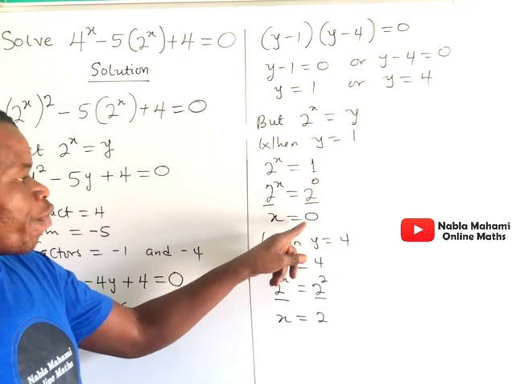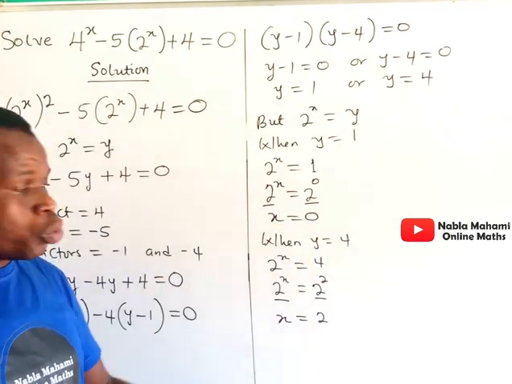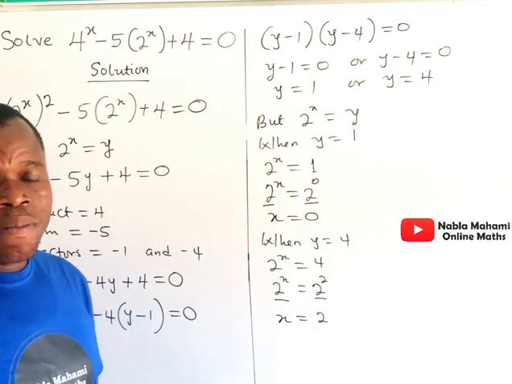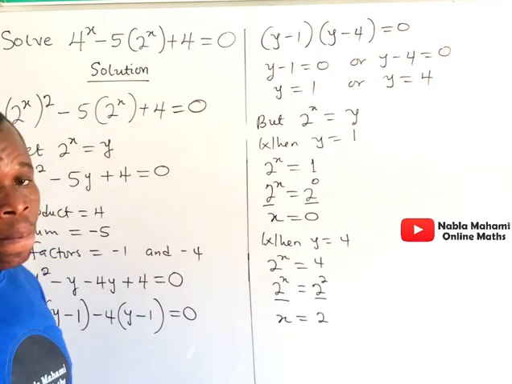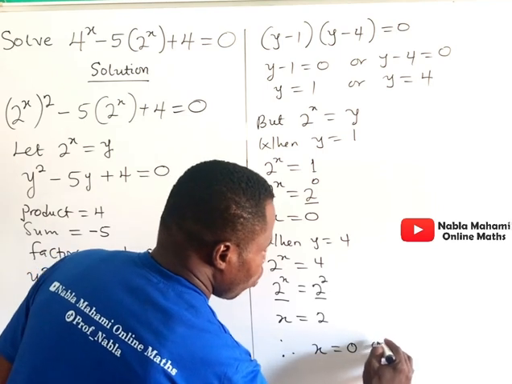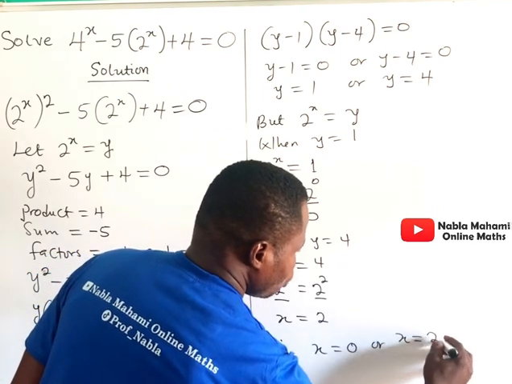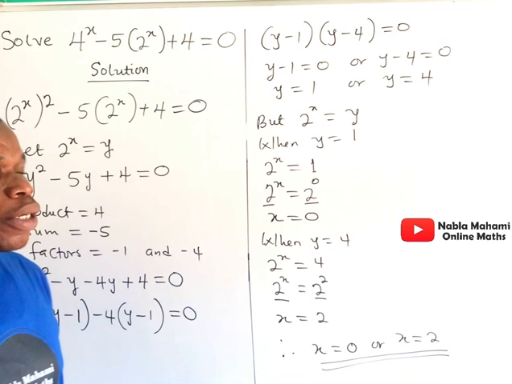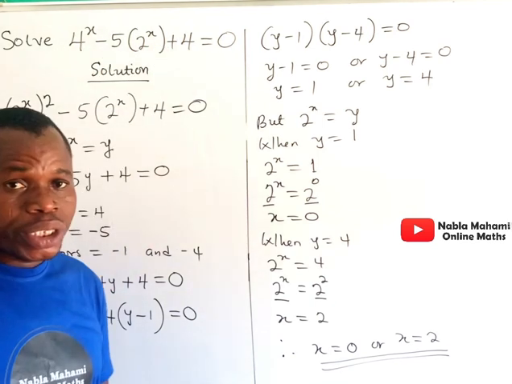And you can see that here the value of x is 0, and here the value of x is 2. Then we will now use these things as our answers for this particular equation. Therefore, x is equal to 0, or x is equal to 2. So this is the solution set for this particular exponential equation.